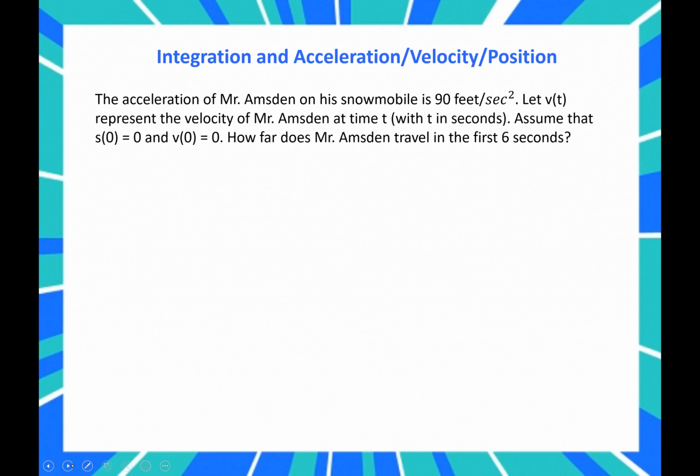The acceleration of Mr. Amundsen on his snowmobile is 90 feet per second squared. Let v of t, velocity, represent the velocity of Mr. Amundsen at time t, and we're talking about time being in seconds. Assume that s of 0 equals 0. This means assume that at time equals 0, our starting position is 0. Remember, s is for position. And v of 0 equals 0, meaning that we're basically starting from a stop. At time 0, our velocity is 0, meaning we're not moving at the start.